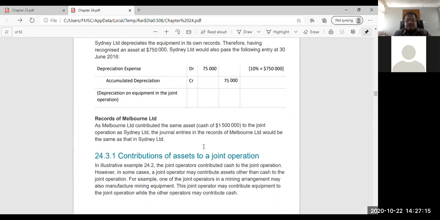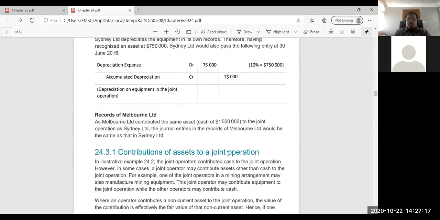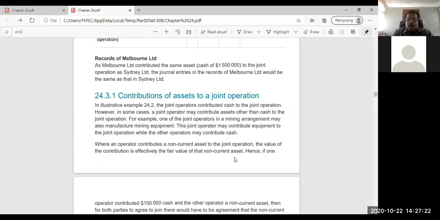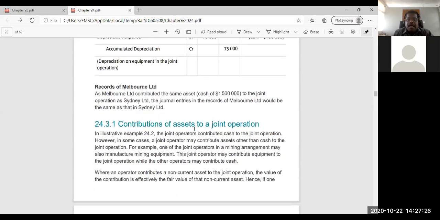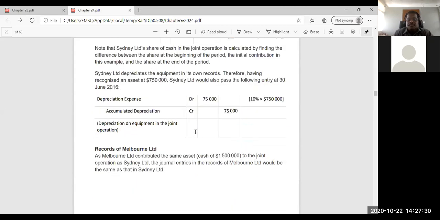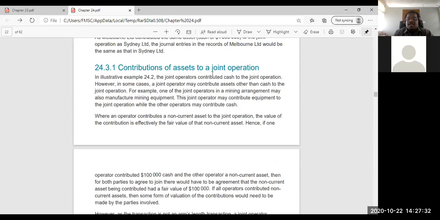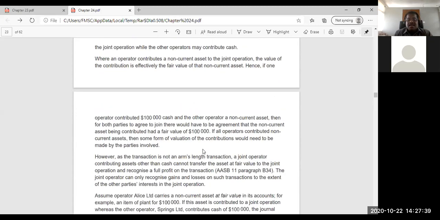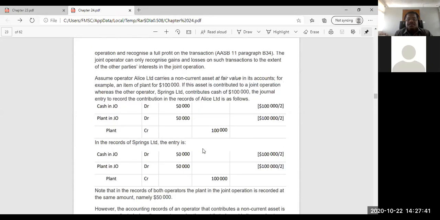Okay. Then the contribution of assets to a joint operation. You can contribute assets to the joint operation. Earlier we contributed the money. Now you can contribute assets. Just look at this example.